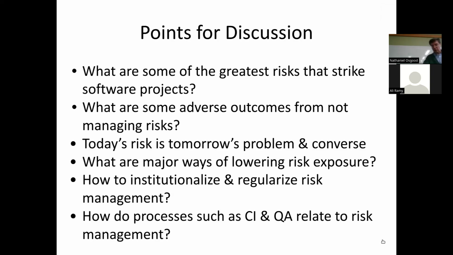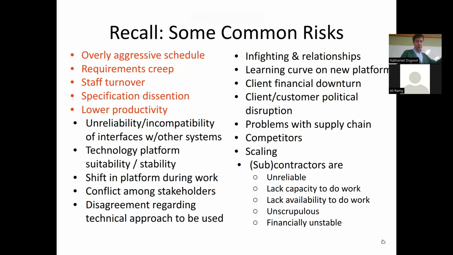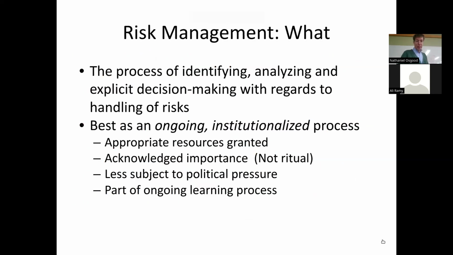Okay, so risks are key needs. I want to communicate just key needs to address. We talk about risk meaning uncertainty about a consequence, and risks are uncertainties that have consequences. Okay. So we talked about a bunch of these. I put a list up here, and there's really a good literature listing out common risks within software. So risk management is about identifying, analyzing, and making decisions with regard to risk as an ongoing process.